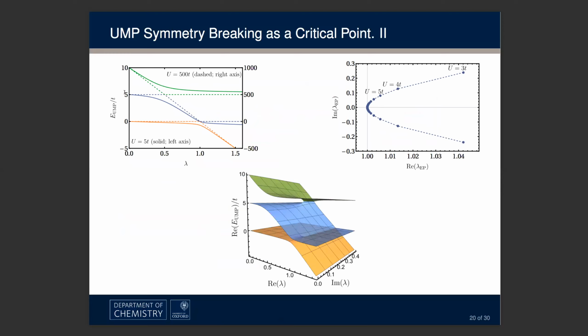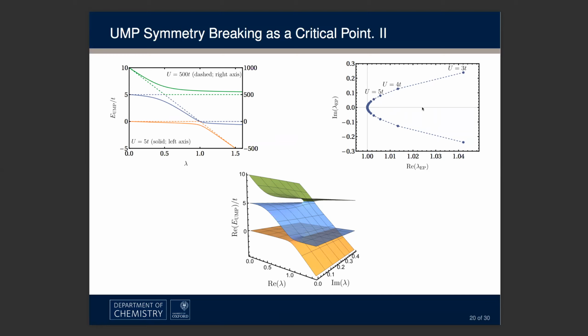And indeed, if we look at the UMP energies for different values of U/T, in the solid lines we're at a weaker correlation, and we see that this avoided crossing is not particularly sharp. And this is, again, exceptional points not particularly close to the real axis. But as we go to a very strong correlation, we see that the avoided crossings basically become conical intersections on the real axis. So we're bringing the exceptional points in towards the real axis, and again we can see them converge in towards the value lambda equals 1.